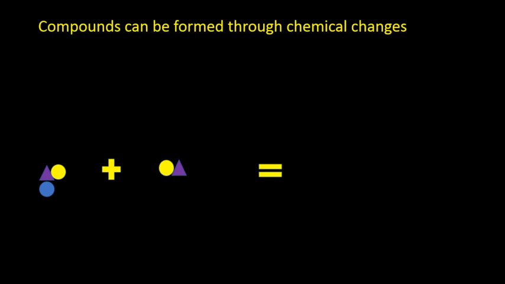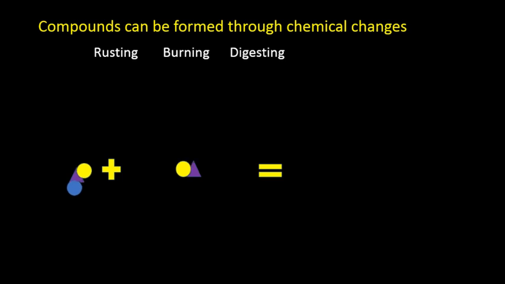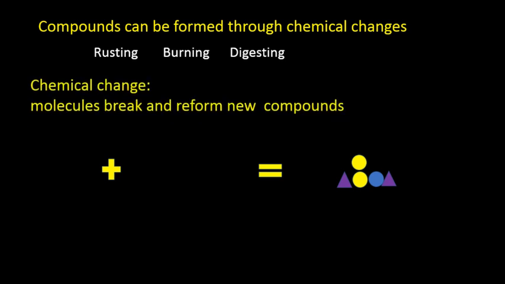And then finally, we look at how compounds can be formed through chemical changes. In everyday life, you have experienced or witnessed chemical changes. You've seen it in rusting, burning, or even through digesting your food. What happens is different compounds or different molecules are broken apart, and then they reform to create a different molecule. So a chemical change occurs when molecules break apart and reform to form new compounds.